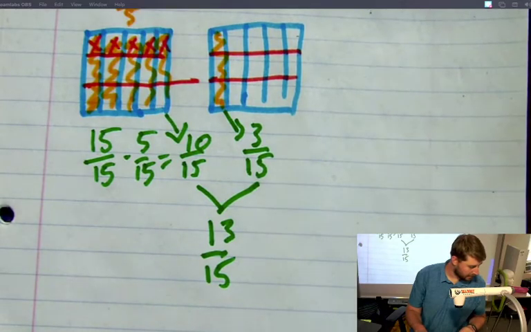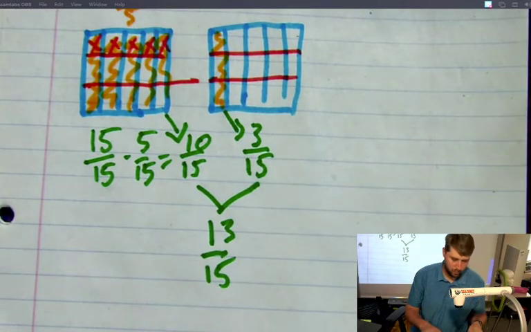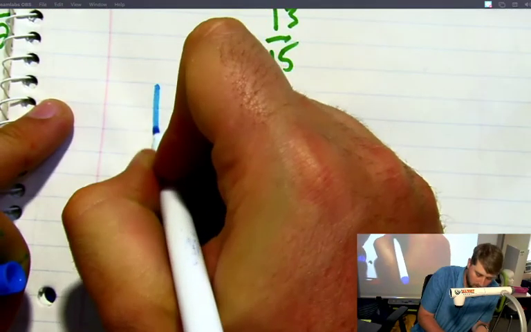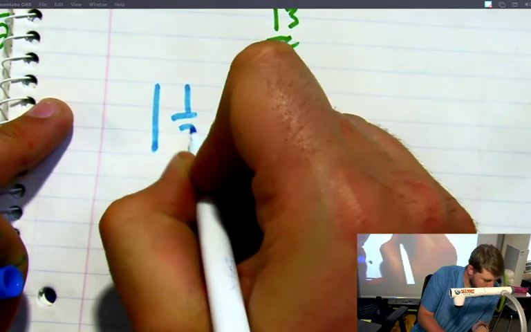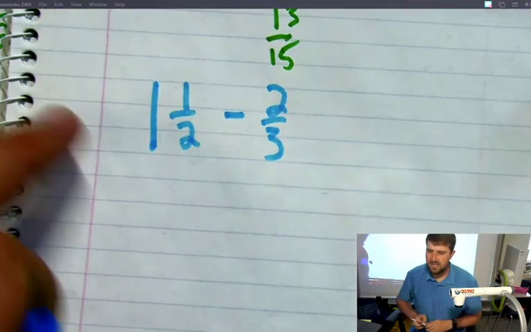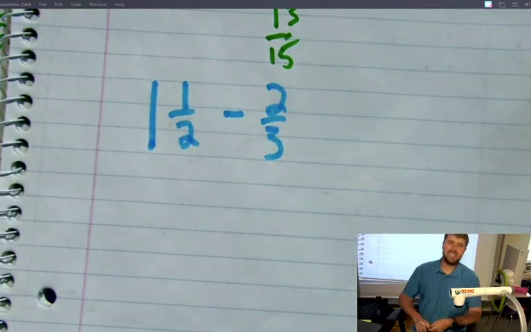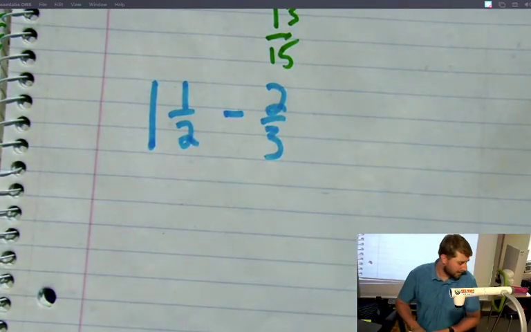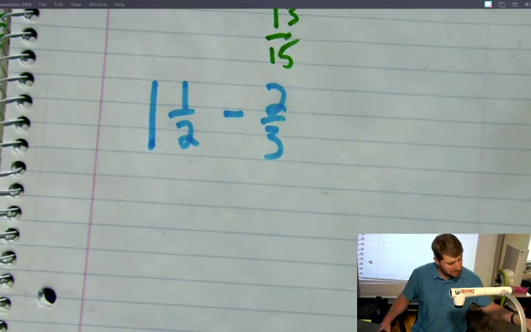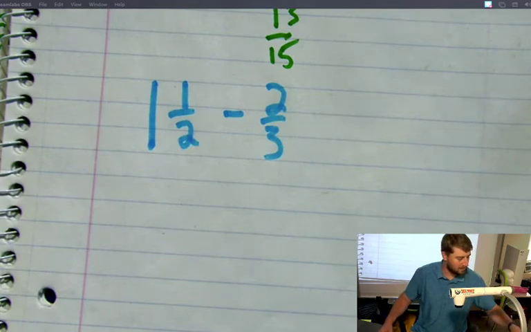All right. I am going to give you a tough one here to take on. 1 1/2 minus 2/3. Take that one on your own. If you have someone around you that you can explain how you're solving this to, that would be awesome. If you don't, feel free to shoot me a message on Schoology or text, and I would love to hear how you're solving this problem.